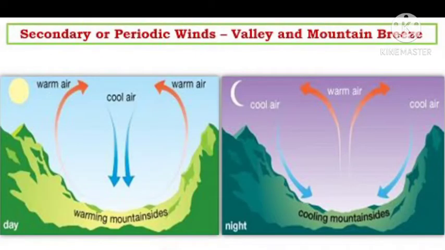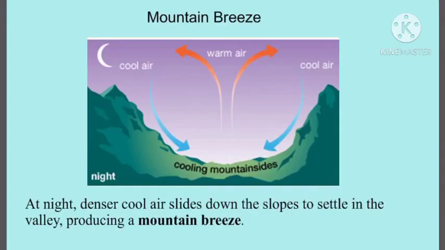Now next are the mountain and the valley winds. What are these? As the name shows, the winds which blow from the mountain to the valley are known as the mountain winds, and the winds which blow from the valley towards the mountains are known as the valley winds. So let's see what they are. The mountain breeze occurs during the night when the air at the upper slopes becomes dense, compressed and heavy due to more cooling and ground radiation. So these winds are known as the mountain breeze.